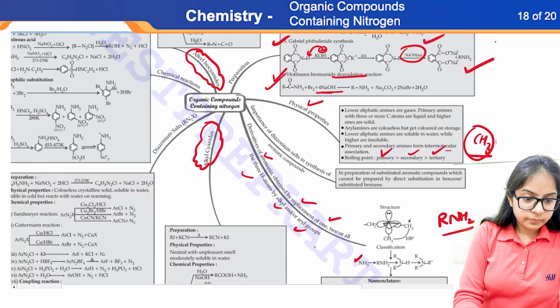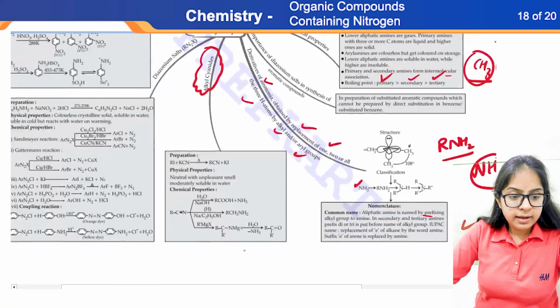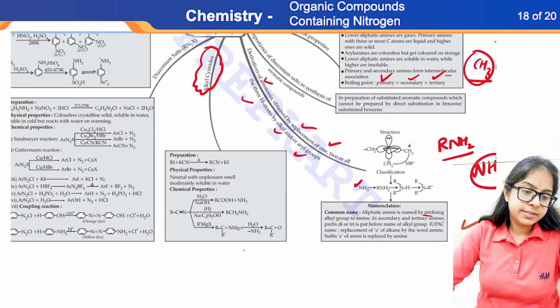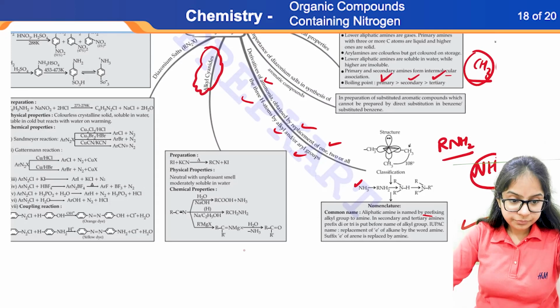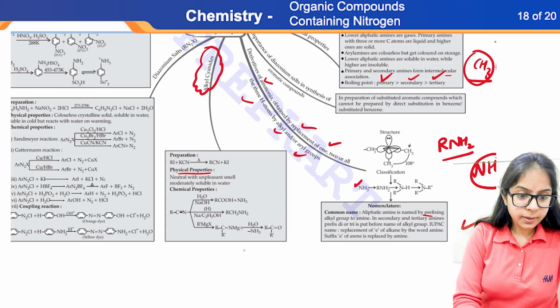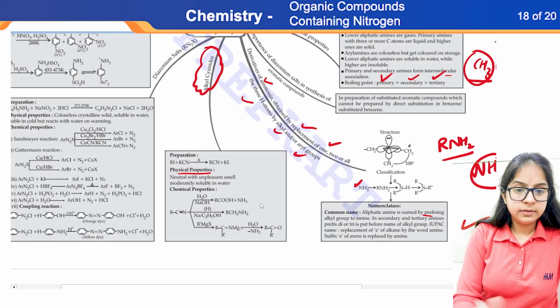After that, RCN, alkyl nitriles. Alkyl nitriles: RI plus KCN, heating this, gives RCN plus KI. The physical property is neutral with an unpleasant smell, moderately soluble in water. RCN on alkaline hydrolysis will give you RCOOH plus NH3. Again, RCN in the presence of sodium and ethanol gives RCH2NH2. I'll show you this again.